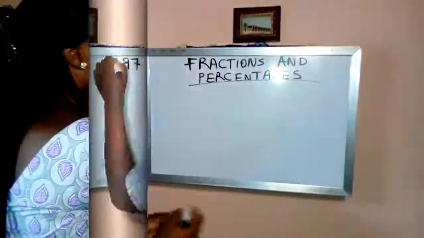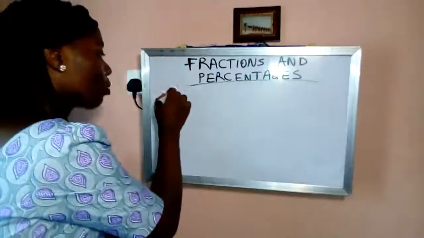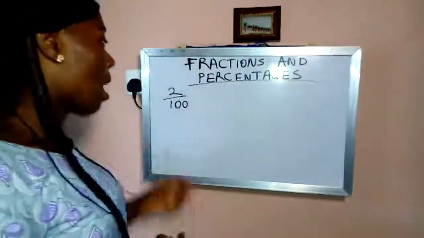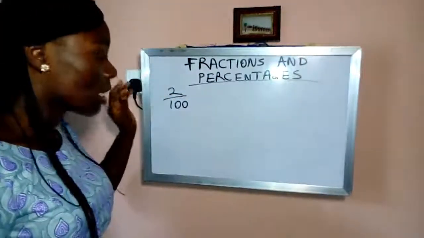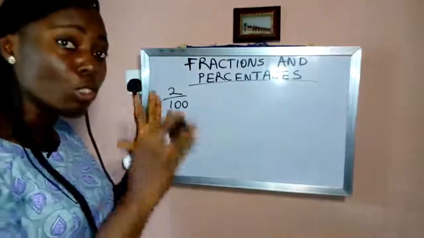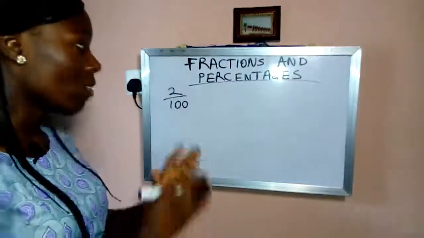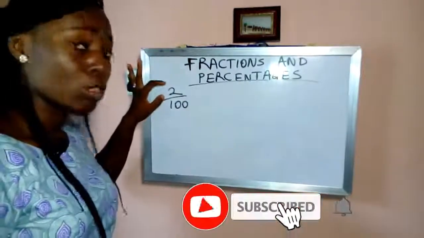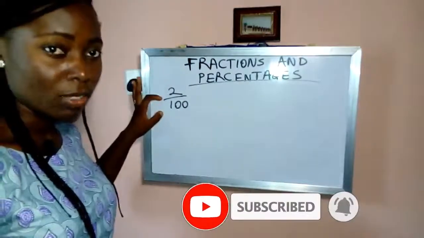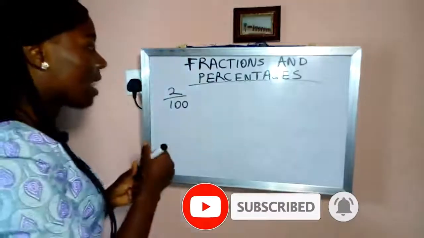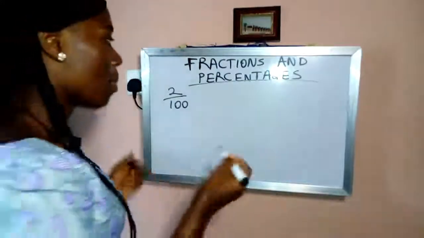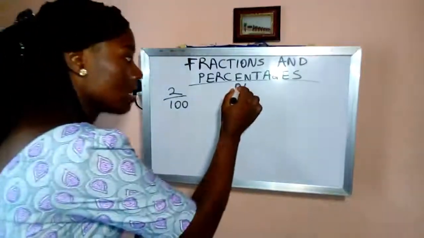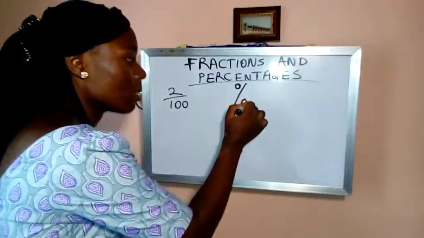Fractions and percentages. For example, if I have 2/100, it simply means that I'm shading or I'm looking at two parts out of 100 boxes. For example, if I have 100 boxes, I have 2/100, meaning I'm focusing on 2 out of that 100. Okay, now how can I write a percent? A percentage is usually denoted by this. This is how we denote a percentage.